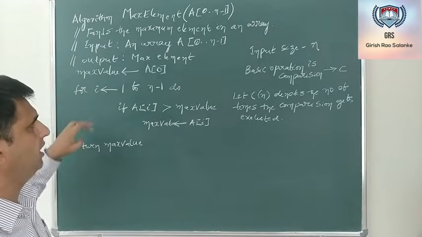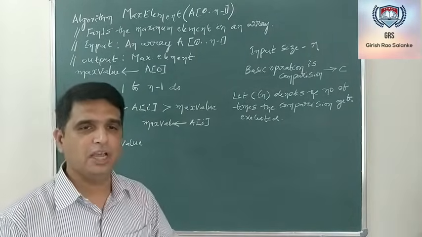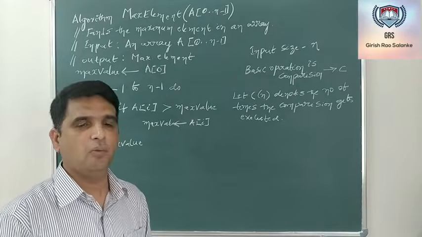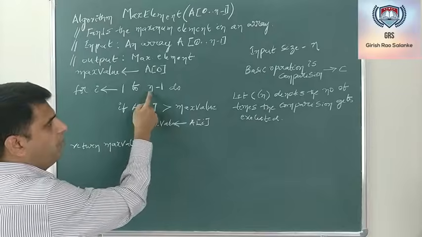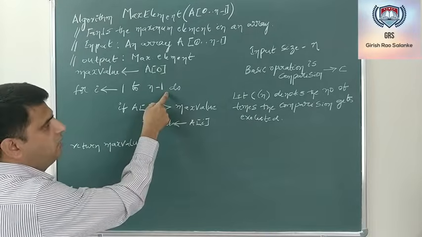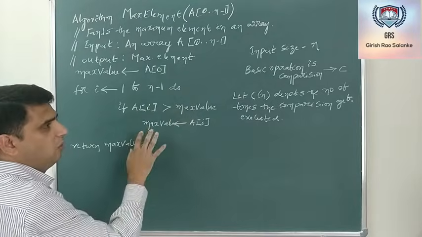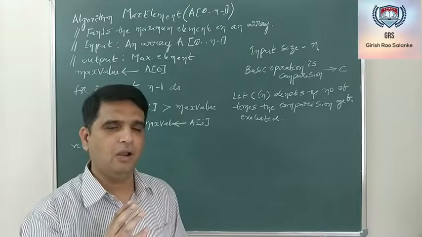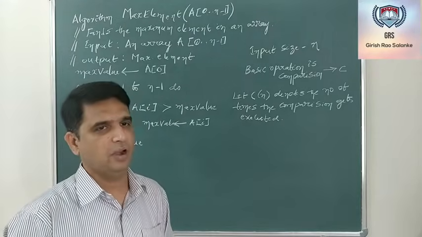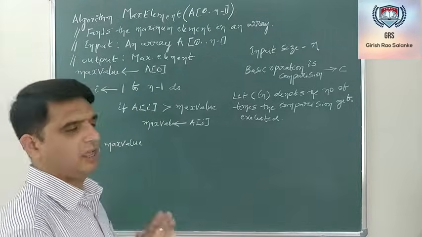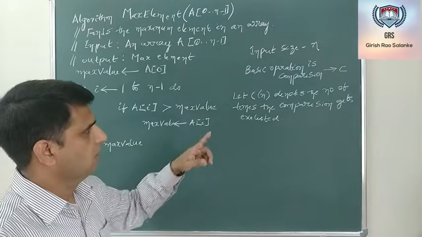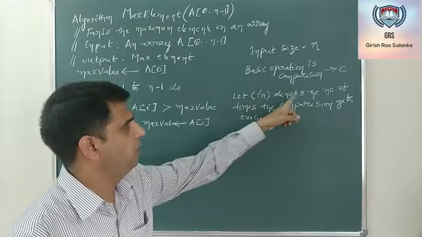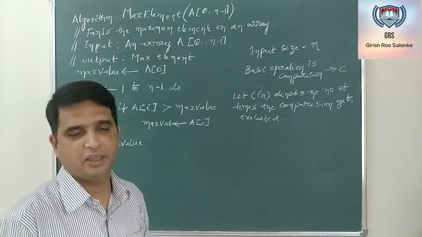Now in this particular example, it does not matter what type of input I am going to supply. Whatever input I supply, this for loop will be executed n-1 times. So it does not matter what type of input we are supplying. We need to just find the time complexity, not the worst and the average case. Now going back, as I told, let C of n denote the number of times the basic operation gets executed.